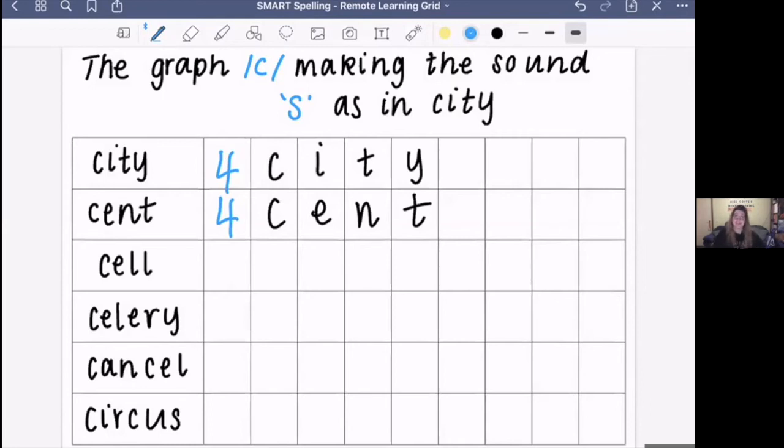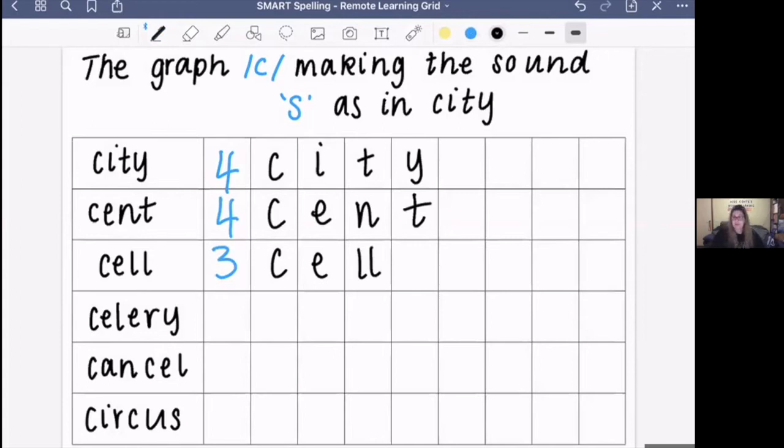The sounds in the word cell are S, E, L. So there are 3 sounds in the word cell. The letters in the word cell are C, E, L, L. If you had to remember how to spell this word, what might be the tricky part to remember? Perhaps it is our graph C, making the sound S.